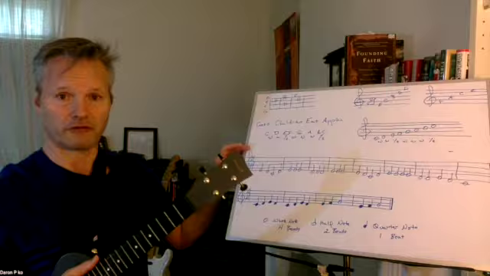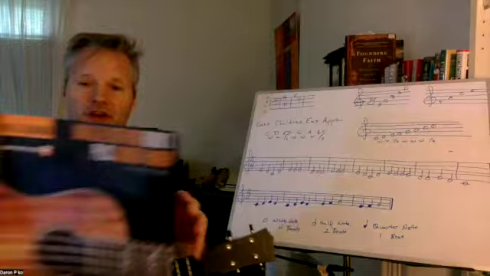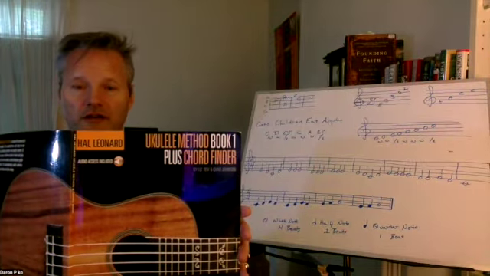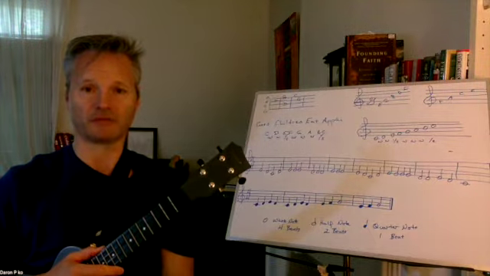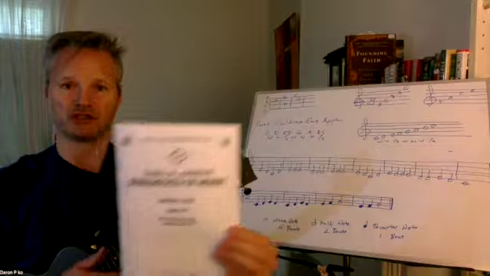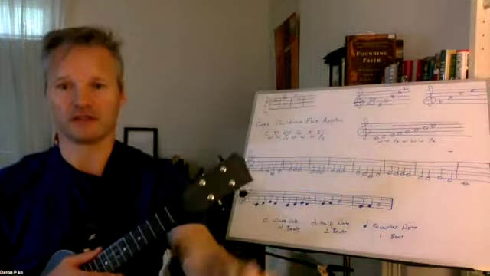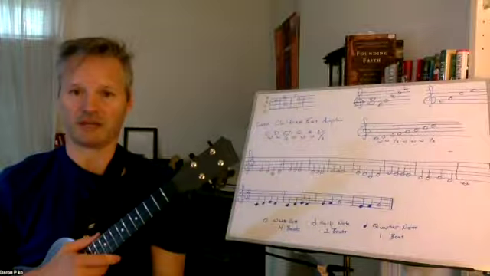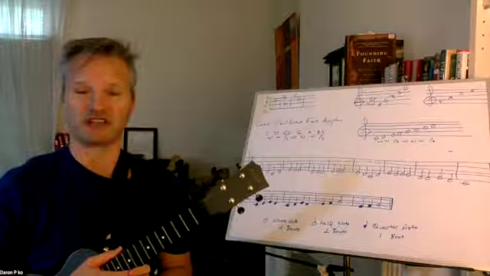Down here, I've written out from your Hal Leonard book. Hopefully you have this book, Hal Leonard Ukulele Book 1. We'll also use Alfred's Book 1 at times. And for note reading, this is the book I had mentioned, Cora B. Aaron's Rudiments of Music. This is just a practice in naming notes. You'll see page after page of notes and you'll write their names in underneath them.